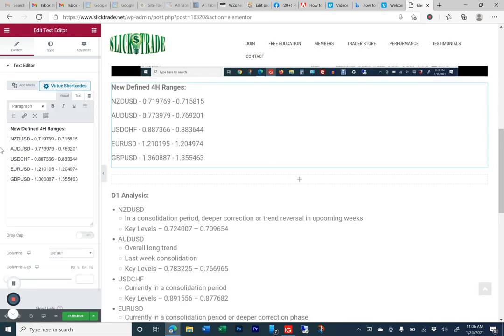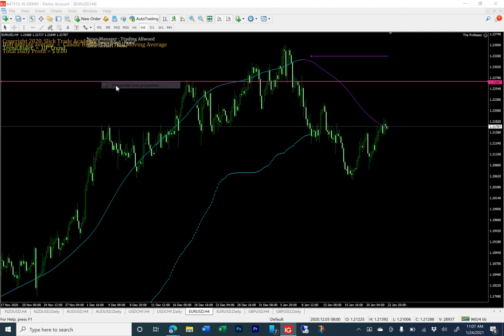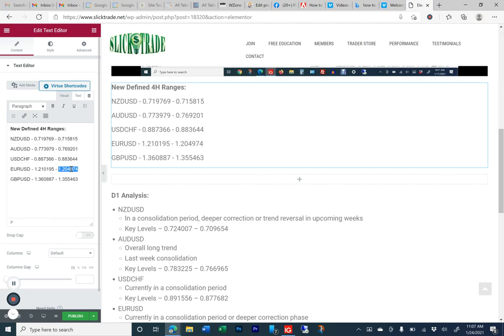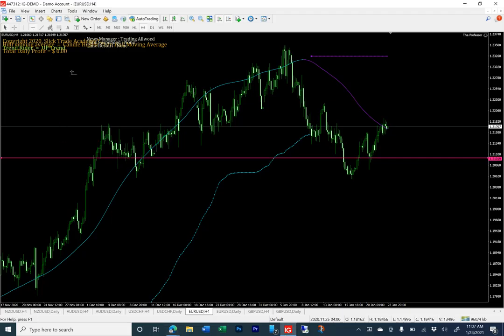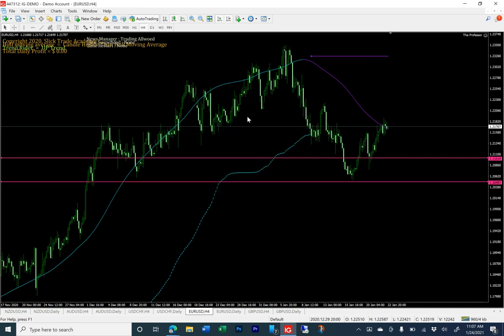The euro dollar. Key levels from last week on the 4 hour. We did have a nice break. We had an initial candle break here, and then a beautiful shot to the upside pretty quick. So you should have gained at least your 50 pips out of that, depending how you trade it.